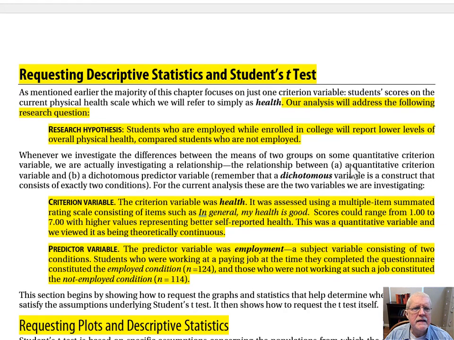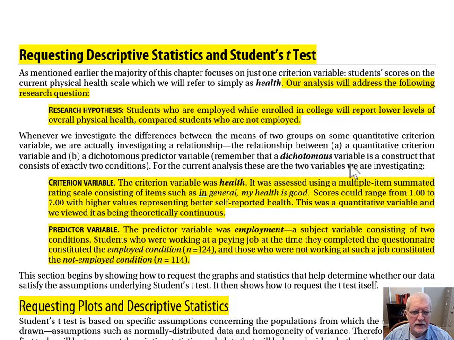I'm at the top of page 7 of my lecture. Requesting descriptive statistics and Student's t-test. Our analysis will address the following research question. Students who are employed while enrolled in college will report lower levels of overall health compared to students who are not employed. In this analysis, the criterion variable is going to be health.